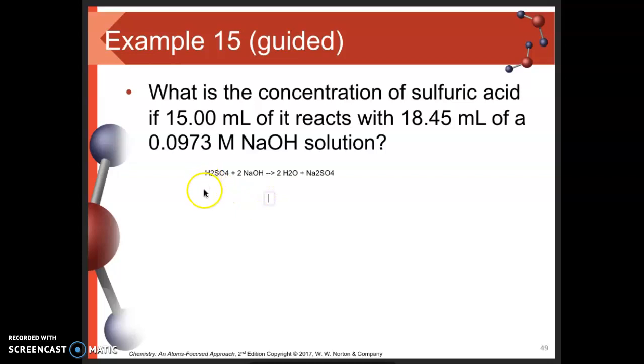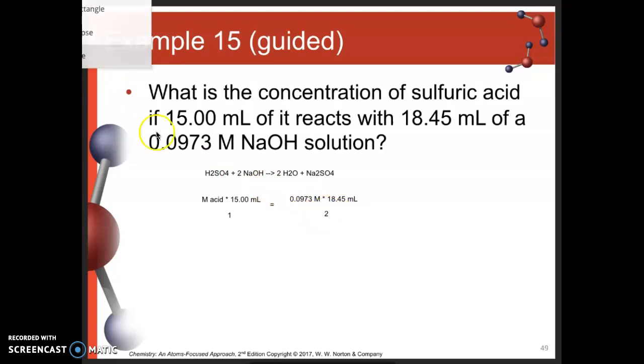And the reason why that makes a significant difference is now we set up our calculation: molarity of the acid multiplied by 15.00 milliliters divided by 1 is equal to molarity of the base, 0.0973 molar, multiplied by 18.45 milliliters, divided by 2, the stoichiometric coefficient for the base.